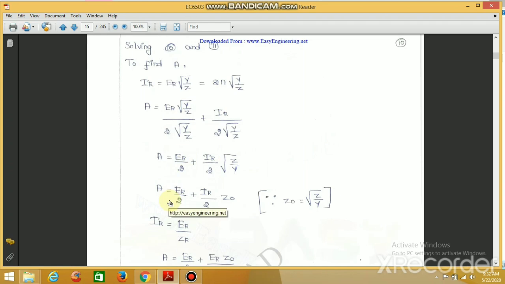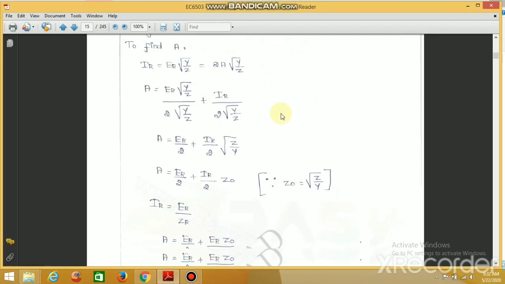And finally you get A is equal to ER by 2 plus IR by 2 into Z0, because the value for Z0 is equal to root Z by Y. So root Z by Y can be replaced by Z0, and Z0 is nothing but the characteristic impedance, which we have discussed already in the previous class.